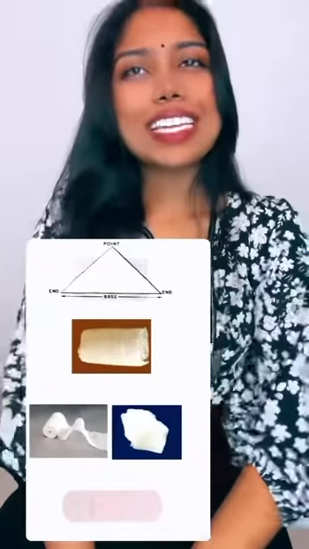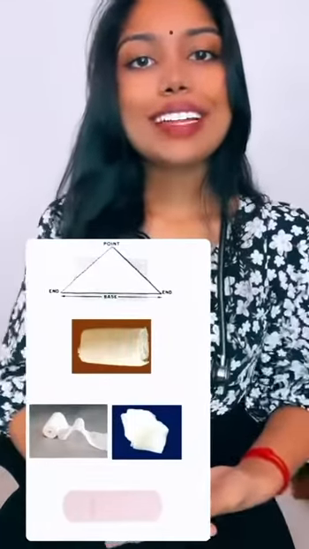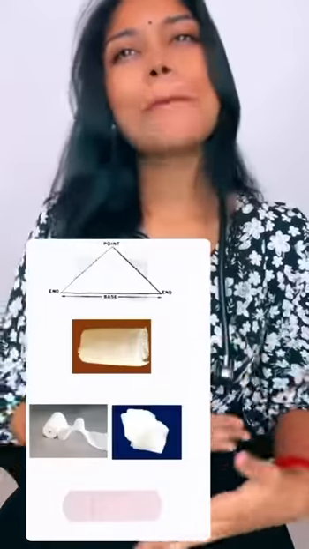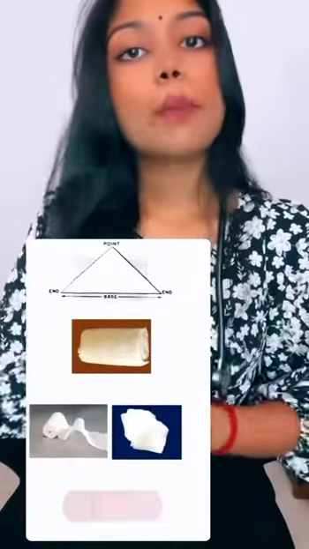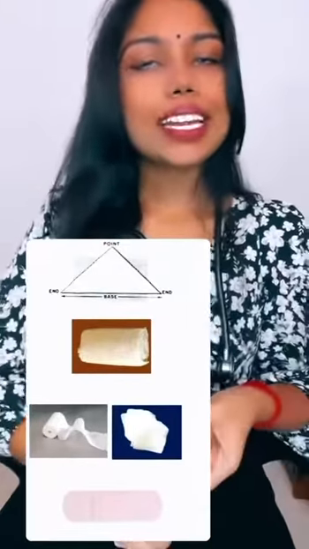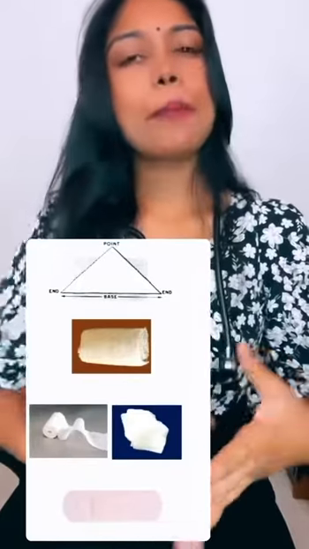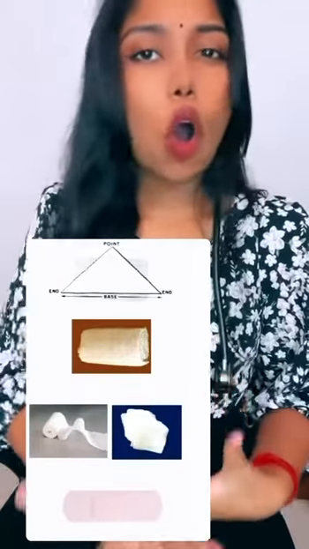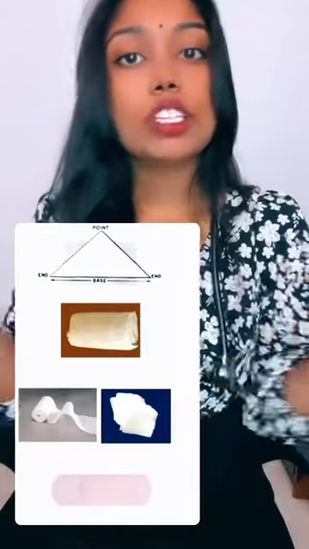Next, I'm going to talk about types of bandages. There are 4 different types of bandages. First, I'm going to talk about triangular bandage. Triangular bandage is actually used on many parts of the body to support and immobilize. Second is crepe bandage. Crepe bandage is a type of woven gauze which has a stretching quality.